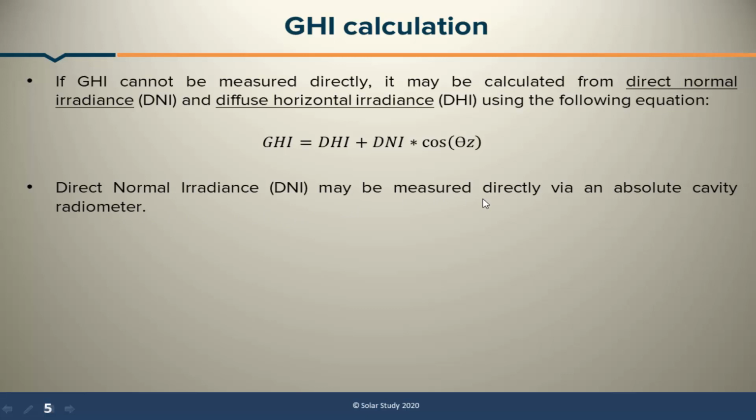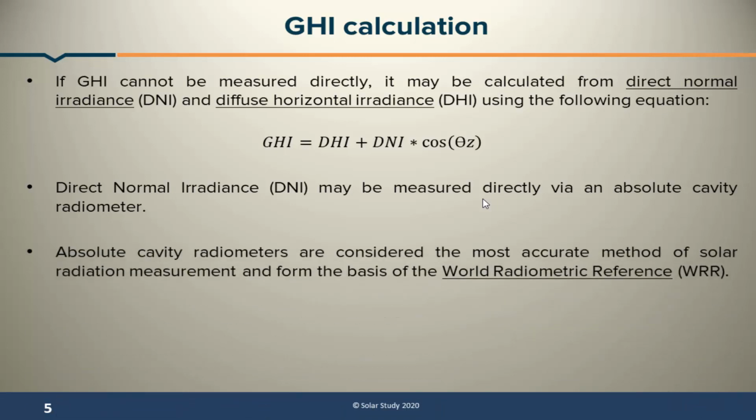That is measured by a radiometer called an absolute cavity radiometer. What it will do is collect the data from the solar radiation and store it here. So we will get the amount of data from the sun. This absolute cavity radiometer is considered the most accurate method of solar radiation measurement, and it forms the basis of the world radiometric reference. There is one standard called the world radiometric reference. Using that, they have designed the cavity radiometer, so it is easy to calculate and we will get the DNI data of solar radiation using this cavity radiometer.